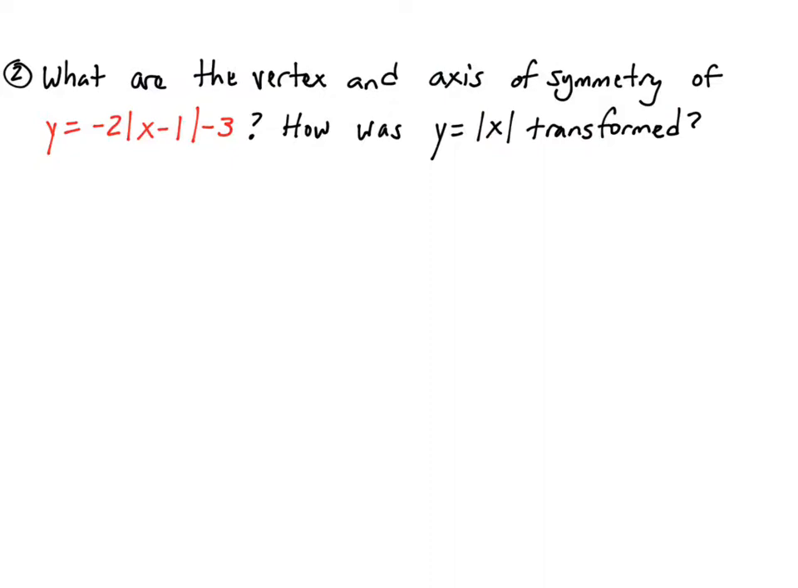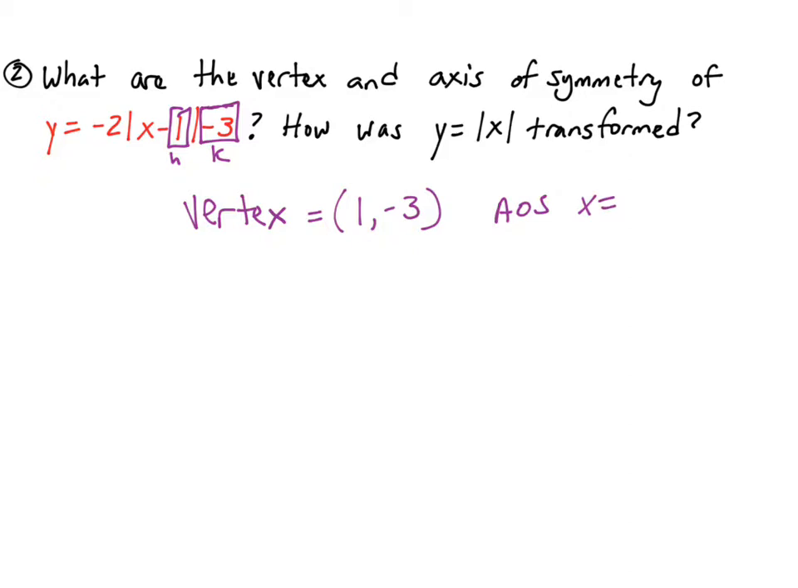What are the vertex and axis of symmetry of y equals -2 times the absolute value of x minus 1 minus 3? How was the original parent function transformed? Let's start by figuring out our vertex. Our vertex, remember, is (h, k). We've got h, and k is going to be -3 because it's supposed to be plus k. So we've got (1, -3). And then your axis of symmetry is x equals h, so x equals 1.